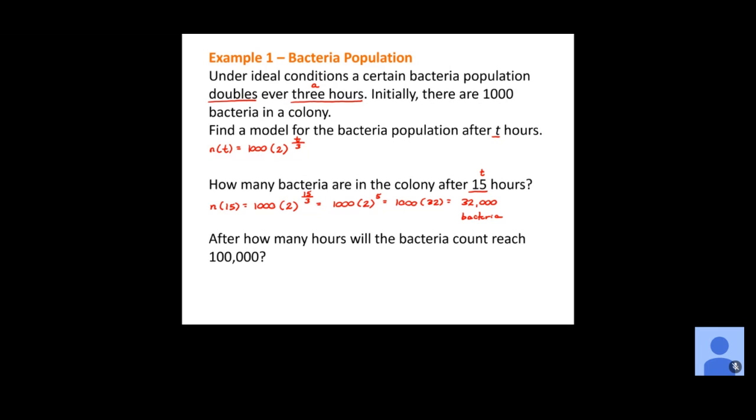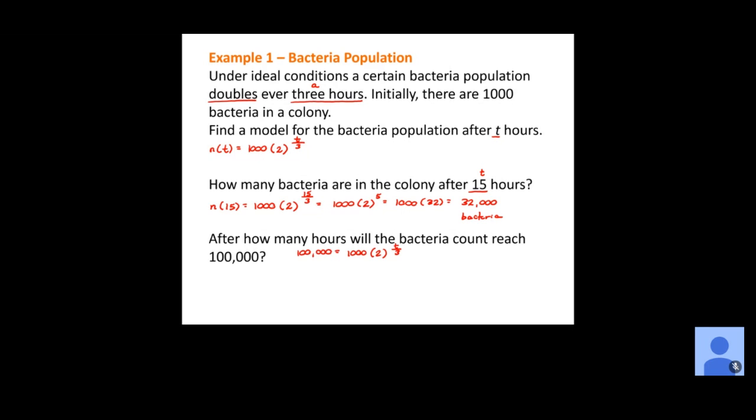And then part C here, after how many hours will the bacteria count reach 100,000? So now we want to know how long would it take to actually get to a total population of 100,000. So we're going to take our original model, we're going to set it equal to 100,000, and we're going to solve for t this time. We've got 100,000 equals 1,000 times 2 to the t over 3. And we're trying to solve for t.